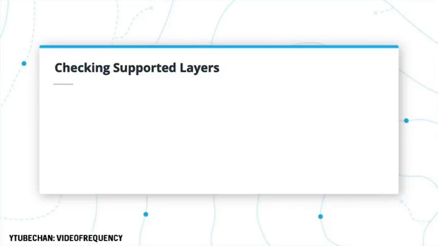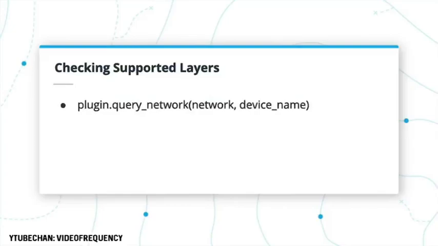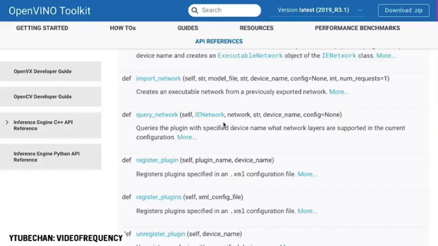Another key topic is to check for supported layers. Back in the IE core documentation, there is another function called query network. In the documentation, we can see that it takes in the IE network as well as the device name. This device name is just a string, which could be CPU, GPU, or FPGA, as well as MYRIAD, which is used for things like the Neural Compute Stick.